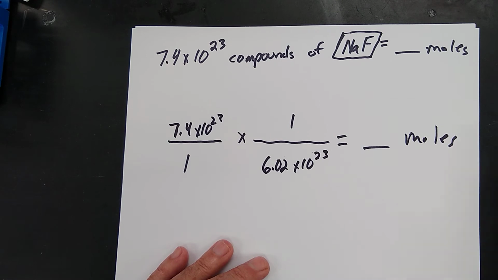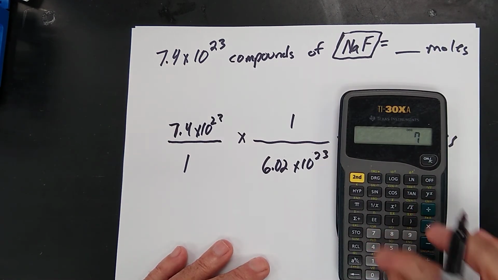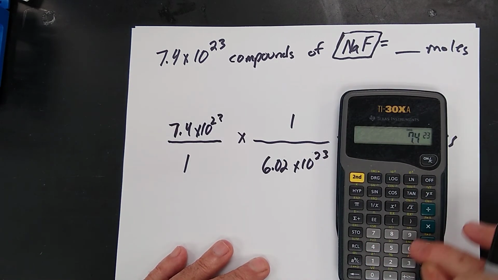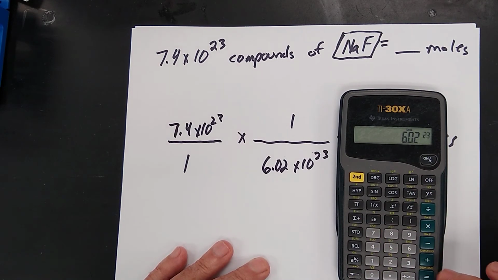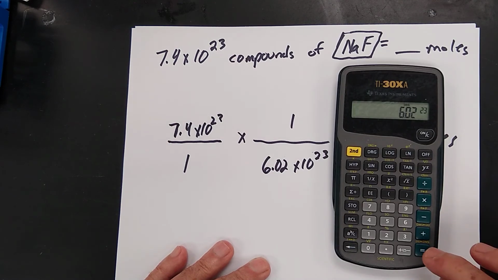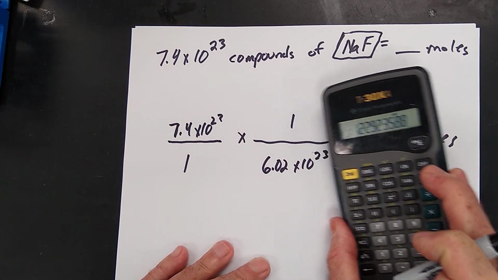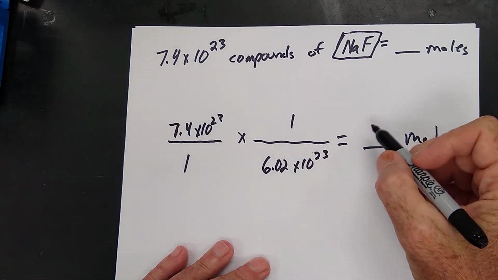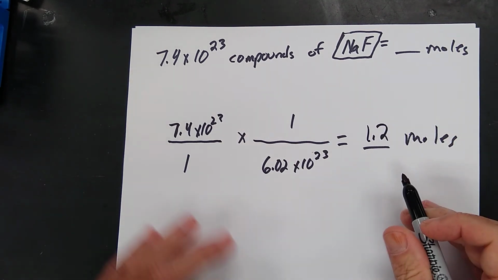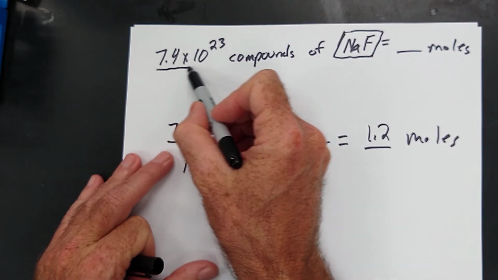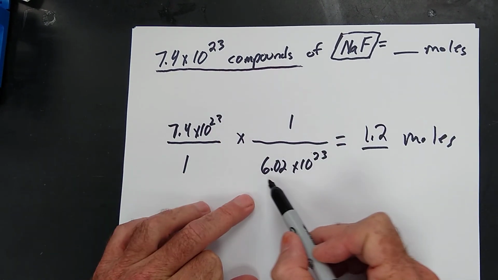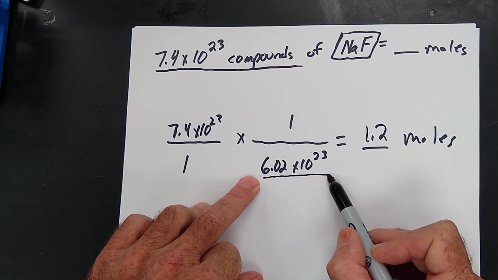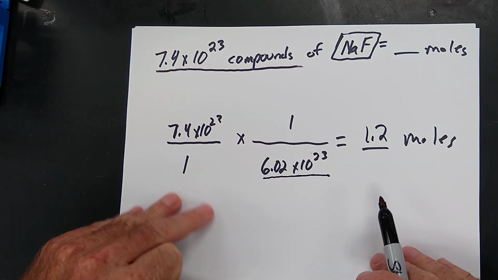Once you calculate that for me, what answer goes here? All right, I'll do it with you. 7.4 EE 23 divided by 6.02 EE 23 equals 1.22 or 1.23, or we'll just call it 1.2 moles. So if you had this many compounds of sodium fluoride, you would have more than 1 mole. This is how many compounds are in 1 mole. You would have 1.2 moles. All right, people. Good luck with this.